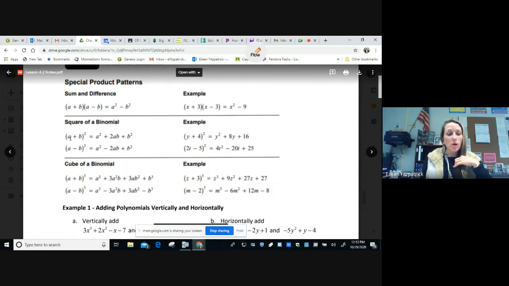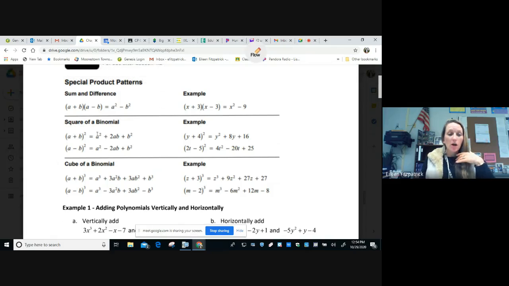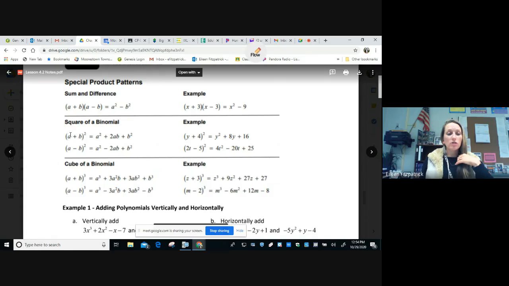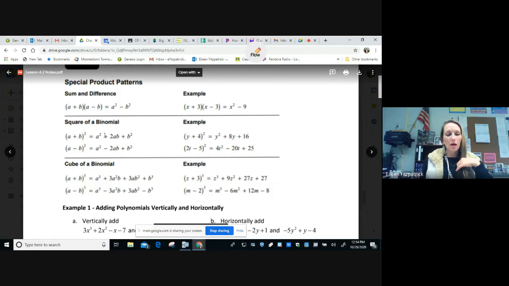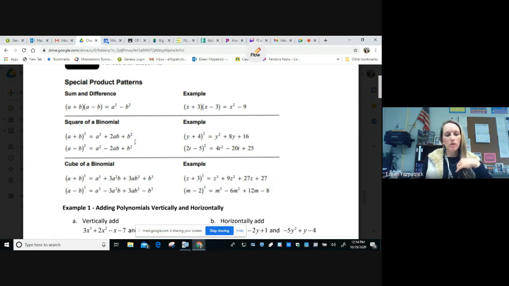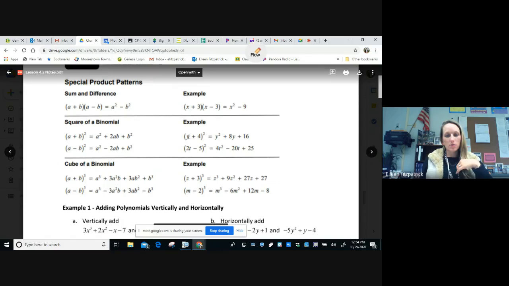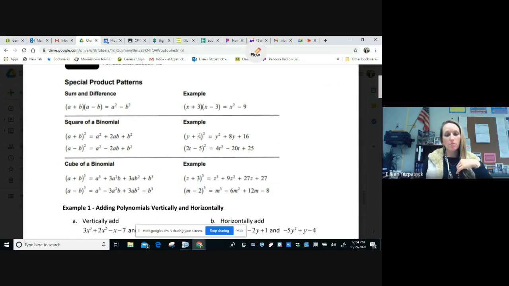Square of a binomial. If you have a plus b squared, it is a pattern. However, we typically just write it out twice and then FOIL it. But the pattern is that you square the first term. To get the middle term, you multiply the a and the b together and then double it, and then you square the last term. You can see the examples here, y squared, then multiply these together. 4 times y is 4y, double it to get 8y, and then square the last term to get 16.